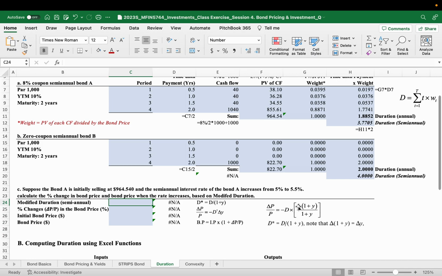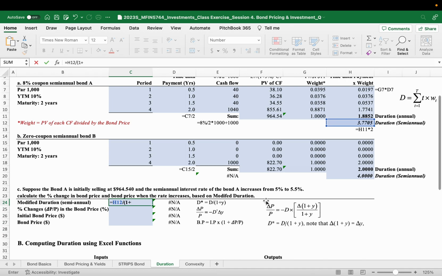Modified duration times delta 1 plus y. Again, delta 1 plus y. Because here, for the modified duration, we assume the change of this 1 plus y is equal to the change of this, right? Then we can simply apply this modified duration with this equation, right? So let's calculate the modified duration.